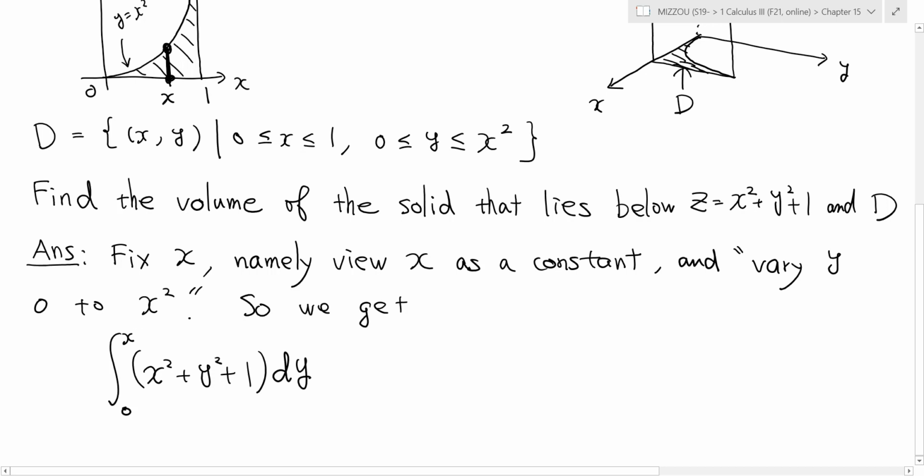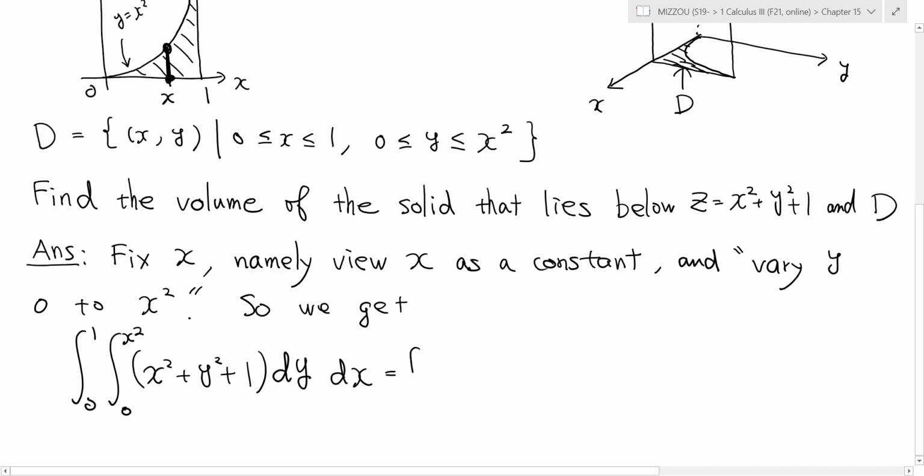And then, look, this is an integral with y. Once you carry out this integration with y, the variable y disappears, and what you're left with is some expression containing x. Namely, you get a function of x. And then you vary x after that from what to what? Well, x is only between 0 and 1. So x is from 0 to 1. This is the integral you have to set up.